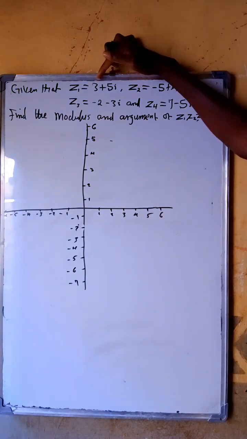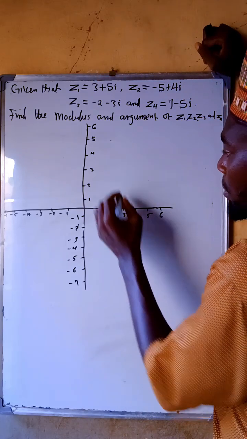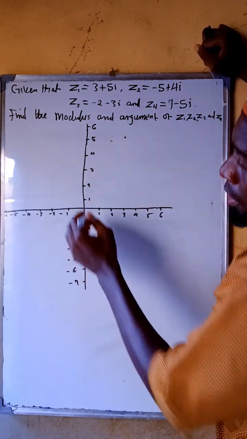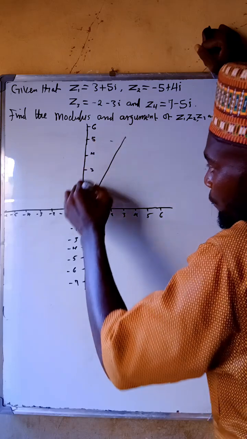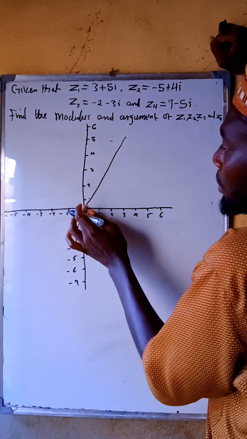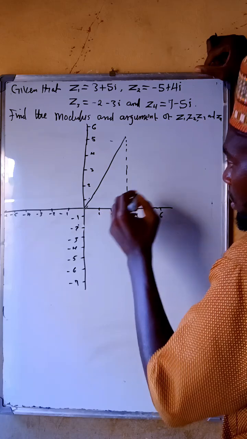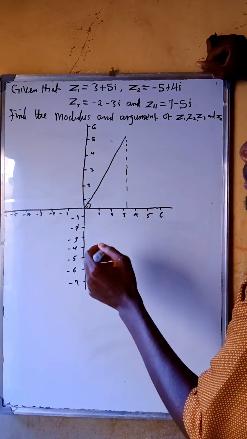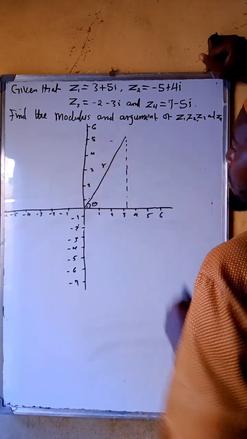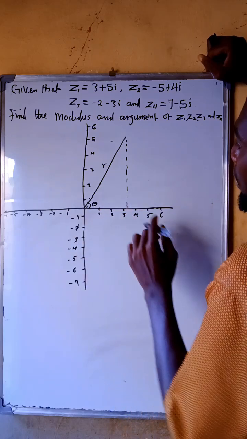z1 says the real part is 3 and the imaginary part is 5. This is our point 3 and this is our point 5. Somewhere here, let's assume this is the point. Since we are not using graph paper, we will do it roughly. Okay, the distance from here to here is our modulus. Then create an angle called the argument. Let's assume it's angle theta, and this is our modulus. This is our imaginary part and this is our real part.